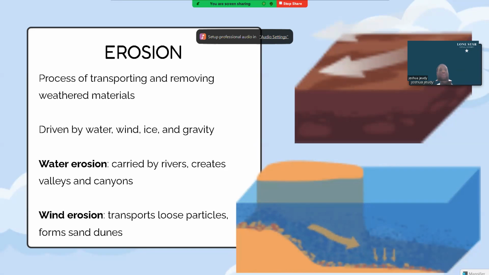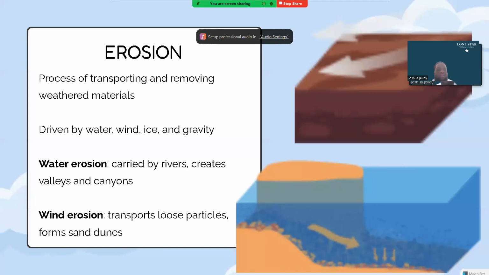If you've ever seen the Grand Canyon, the Grand Canyon is pretty much due to years and years of erosion. The Grand Canyon used to be just a plain piece of earth, but because of wind, ice, and water, it breaks it down and then moves stuff out of the way.